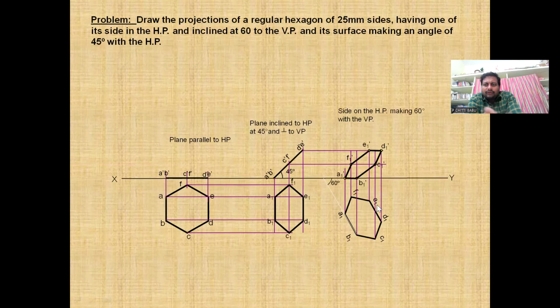From the examination point of view, this type of problem is very important. A plane inclined to both the planes. The plane may be a hexagonal plane, a pentagonal plane, a circular plane, or a square plane. Any type of plane. So a plane inclined to both the horizontal and the vertical plane is important. I hope you are understanding the concept of projection of a plane inclined to both the planes. Thank you.